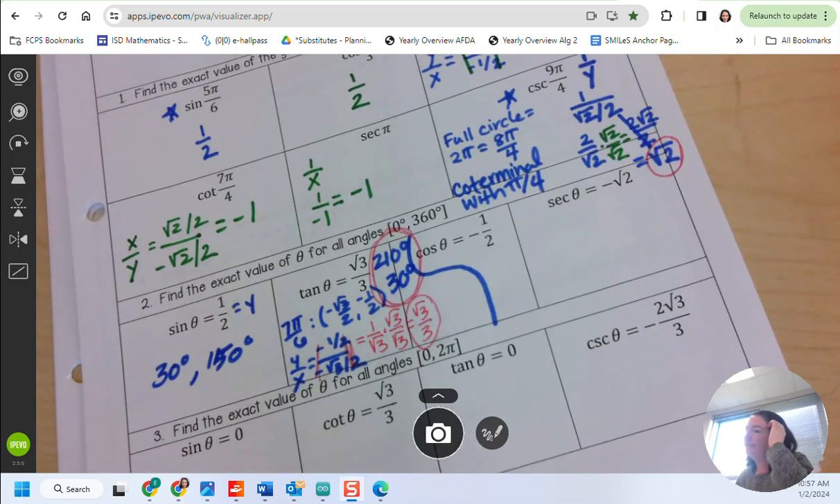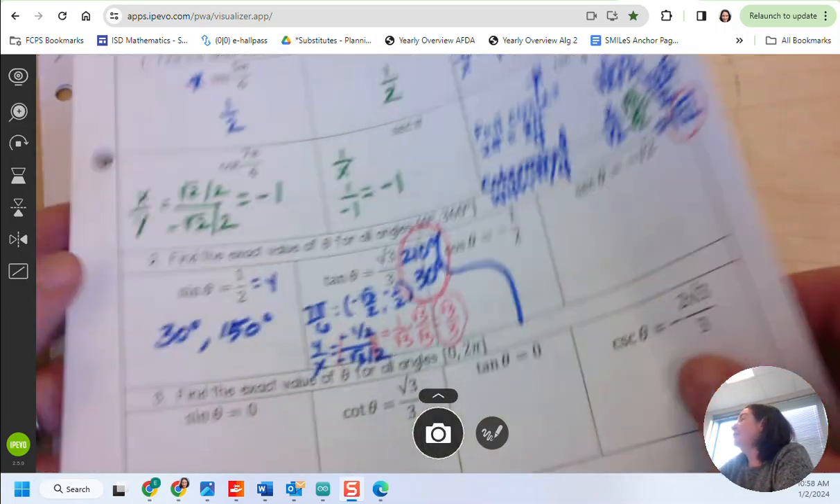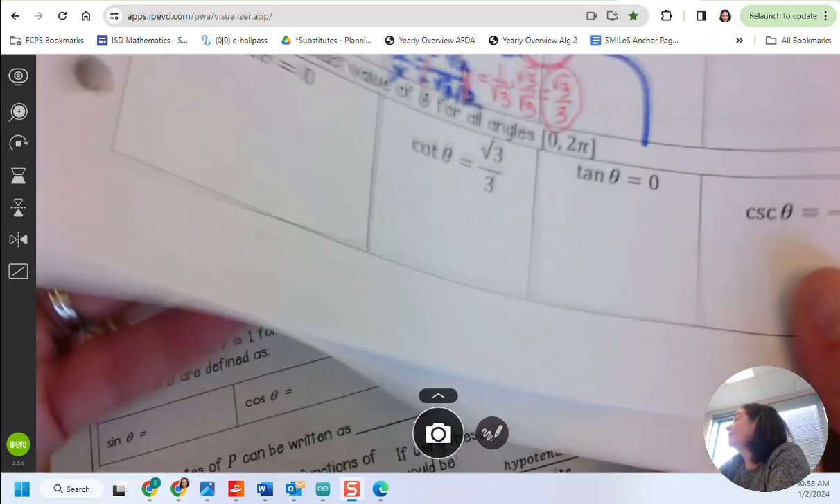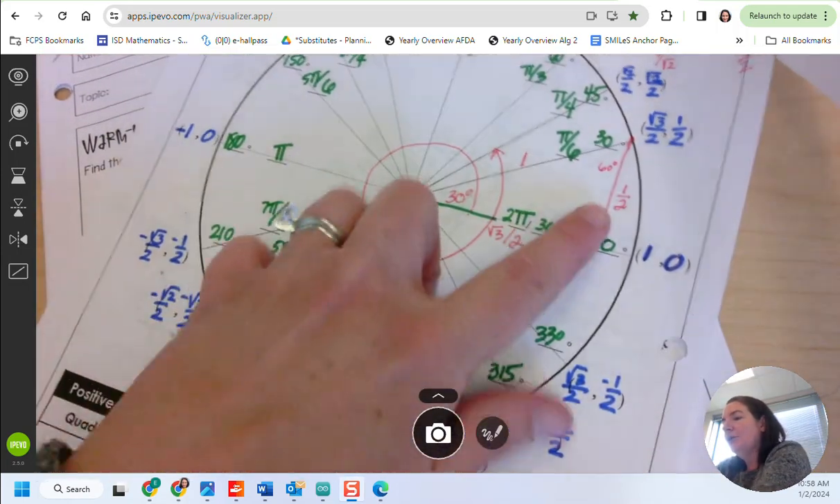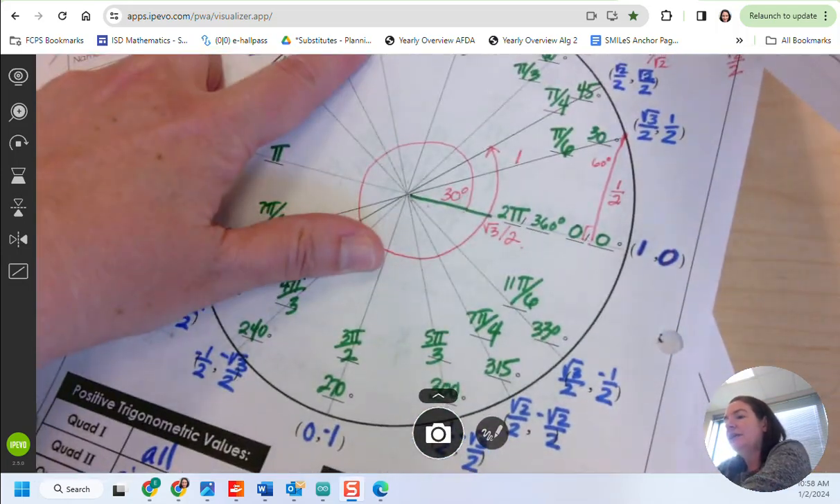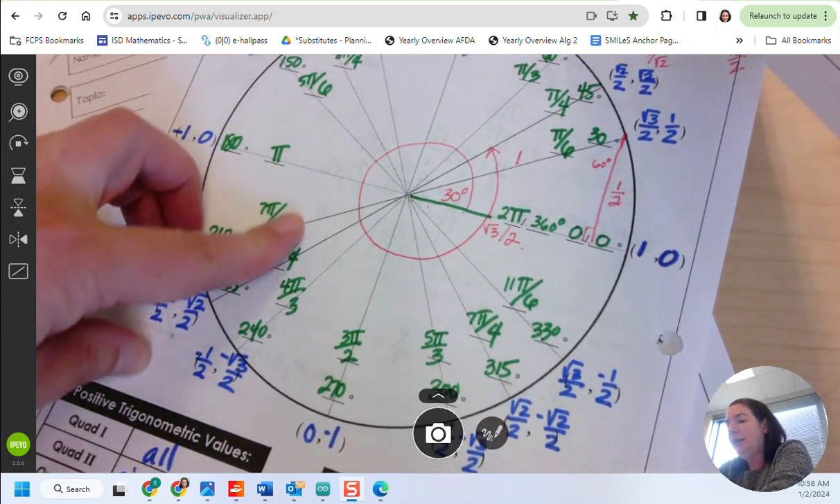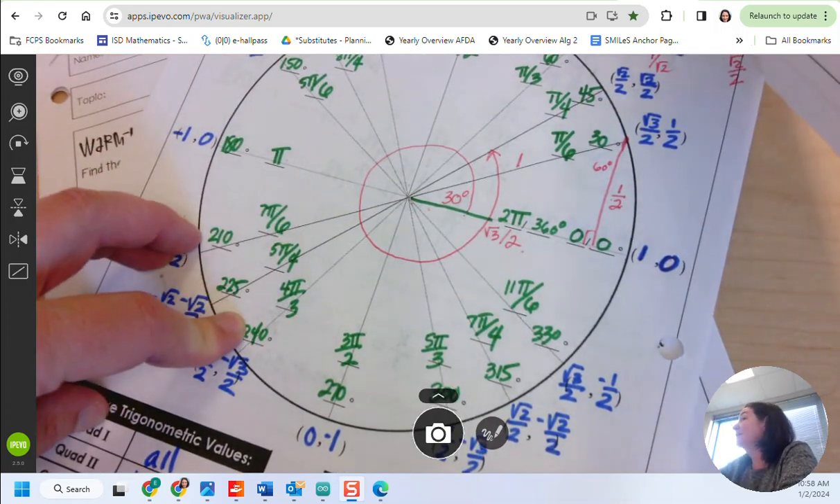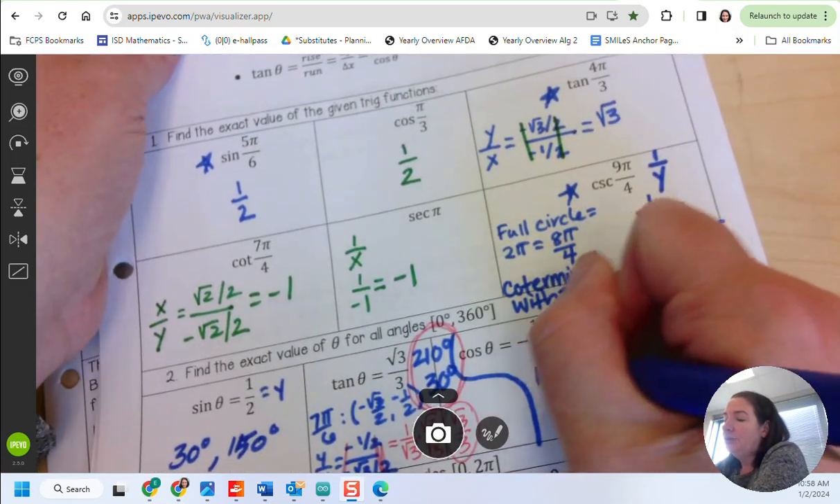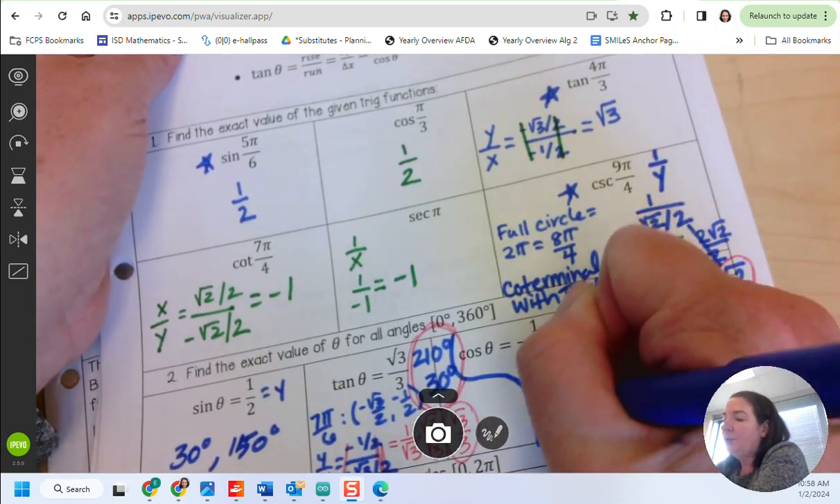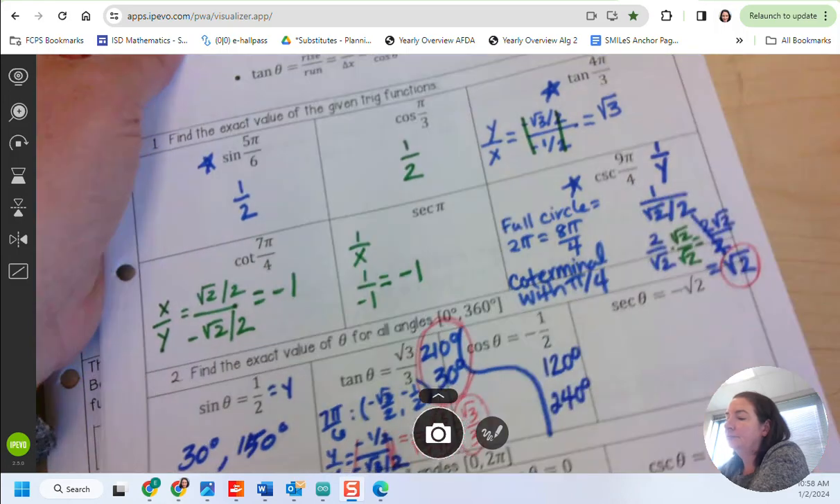All right, folks. So cosine is negative 1/2. Did you look for where the x is negative 1/2? Okay, so negative is over here. So it looks like 120 and 240. Is that what you got? Okay. 120 degrees and 240 degrees.